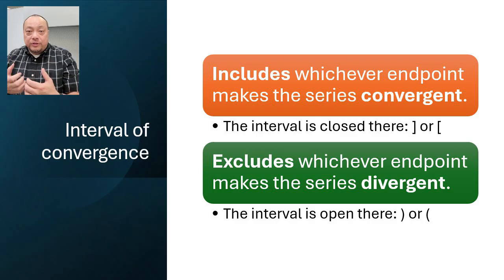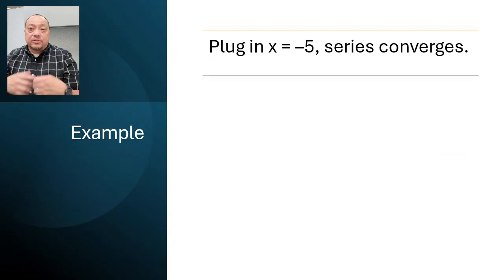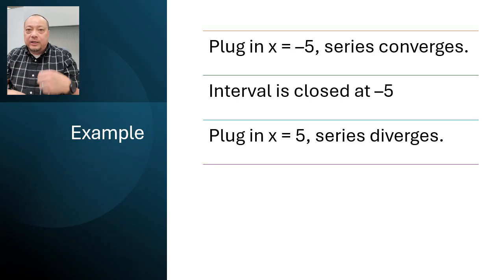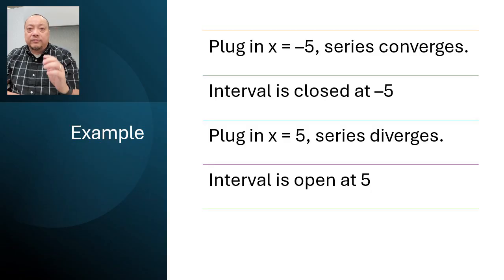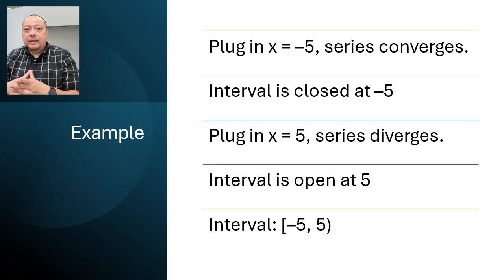Whichever series converges, your interval will include that number. And whichever number makes the series divergent, exclude that number. Then you end up with your interval. For example, if you plug in -5 and the series converges, closed at -5. And you plug in +5 and the series diverges, open at +5, etc.